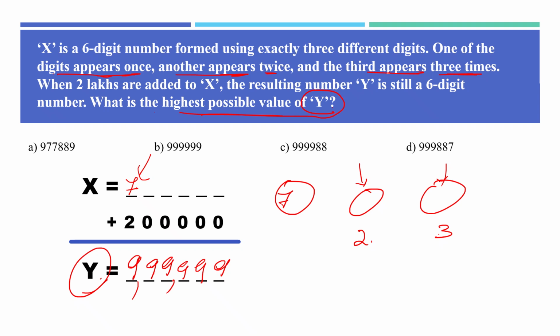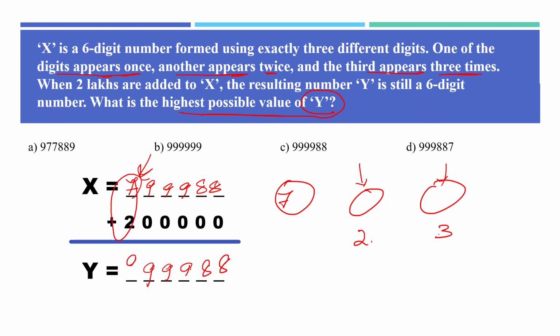Okay, so here since I have used 7 once, let us use the other greatest values possible. So I will use 9 3 times and 8 2 times. So the possible highest value of Y would be 8, 8, 9, 9, 9, and 7 plus 2 is another 9. So it's going to be 9,99,988, which is option C.